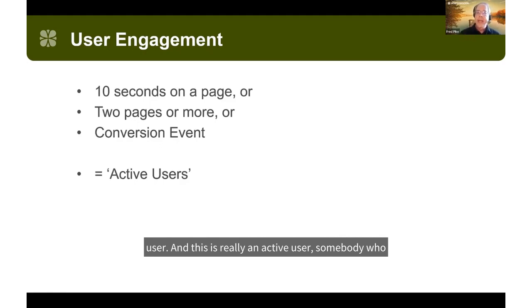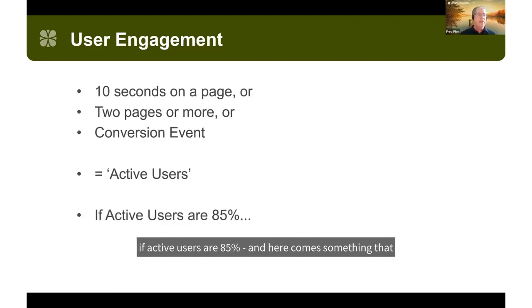And this is really an active user, somebody who is engaged. Google considers them an active user, and that's what they report on in most of the interface. When they say users, they're actually most of the time talking about active users. So again, if you're comparing your GA3 data to GA4 and the user count is different, it may be because GA3 reports on all users and GA4 is primarily reporting on active users. You can still get all the users, but the default is the active users.